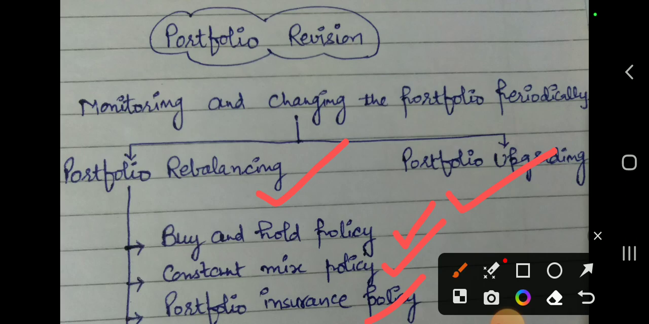Next is portfolio upgrading. Portfolio upgrading involves reassessing the risk-return characteristics of various securities, selling the overpriced securities and buying the underpriced securities. And any other changes may also be made by the investor which may enhance the performance of the portfolio.